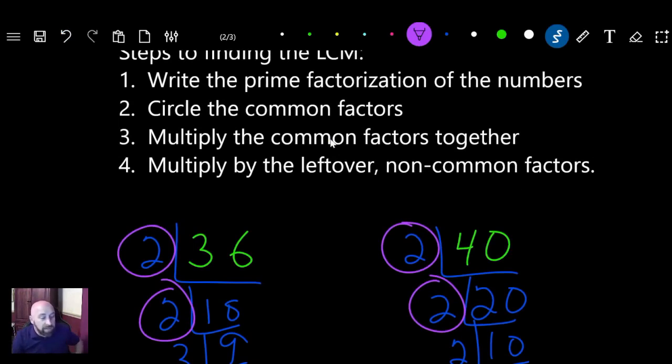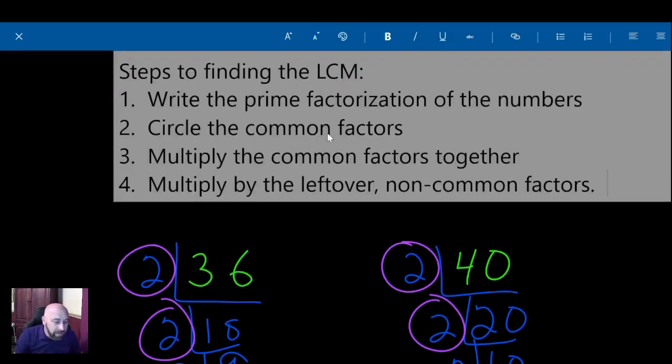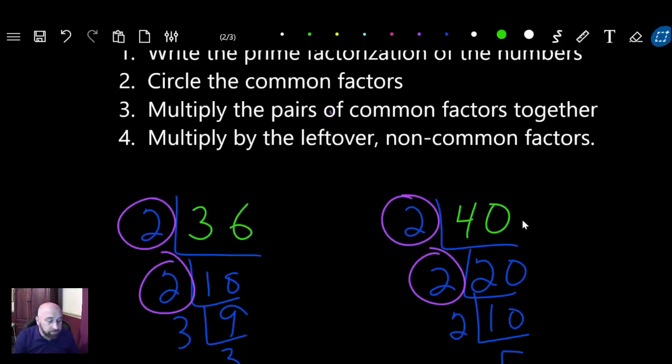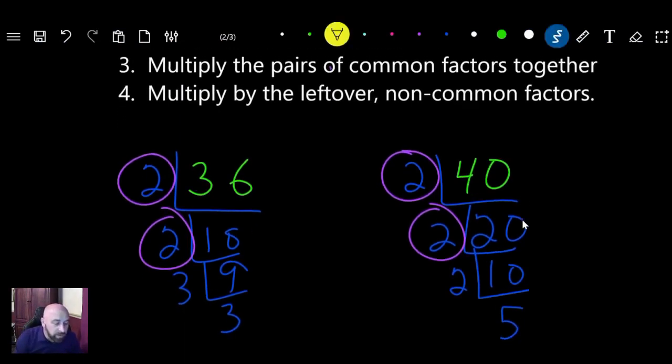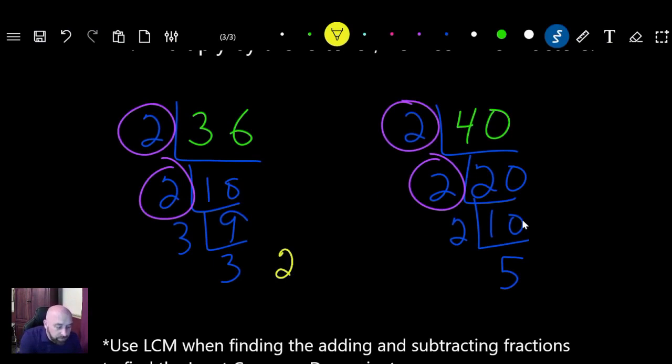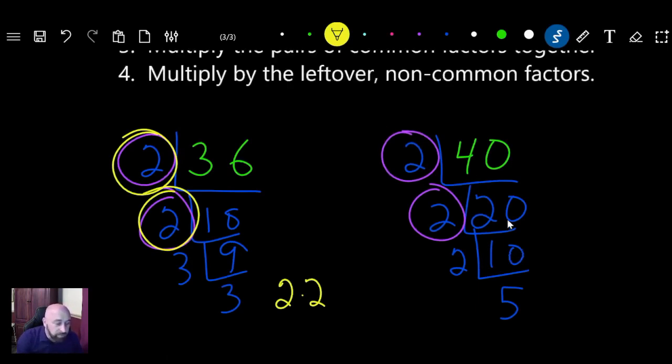Remember when I changed that earlier, I said I didn't really like how I had that written. Multiply the pairs of common factors together. So I changed that again right there. Multiply the pairs of common factors together. So in other words, we're going to come over here and I can do this right here: 2 times 2, because we have 2 sets of 2, right? So 2 pairs of 2, 2 times 2.